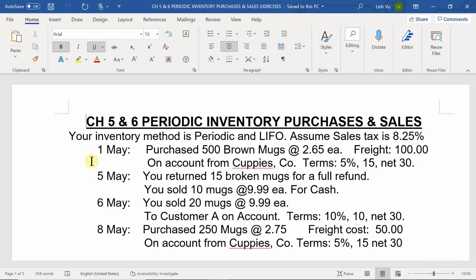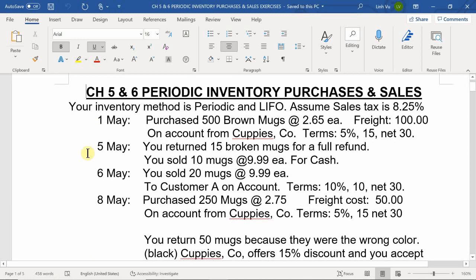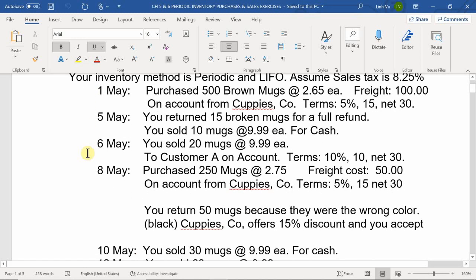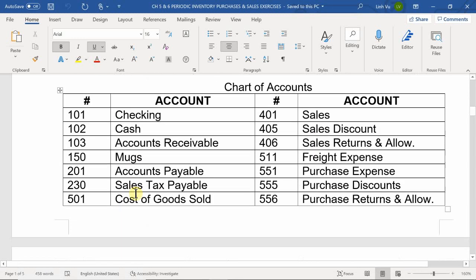So let's go ahead and take a look at our scenario. May 1st, we end up purchasing 500 brown mugs at $2.65 each. Freight was $100 on an account from Cuppy's Co. Terms are 5%, 15, net 30. So how are we going to journalize this? Please use the chart of accounts right here to figure out how you should journalize this transaction. We bought cups on an account.